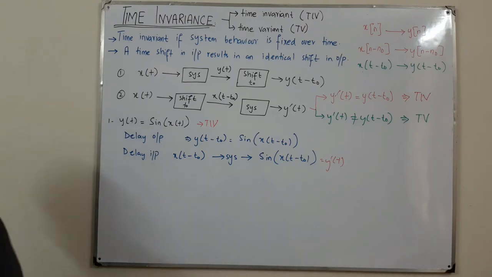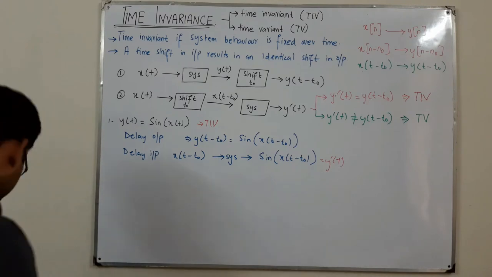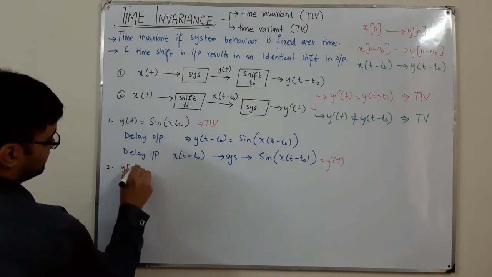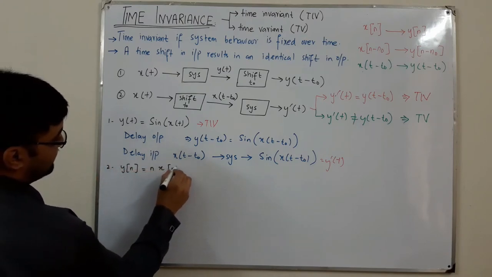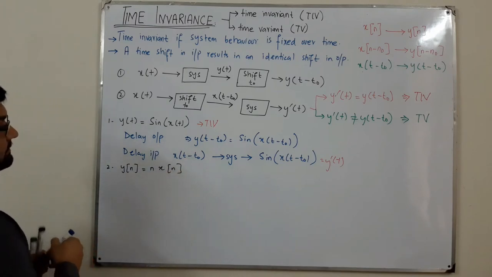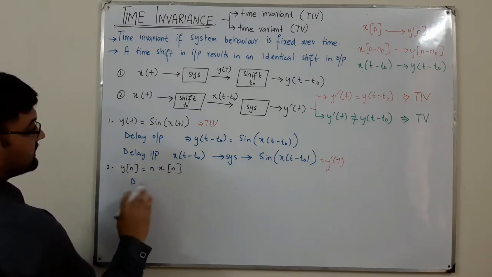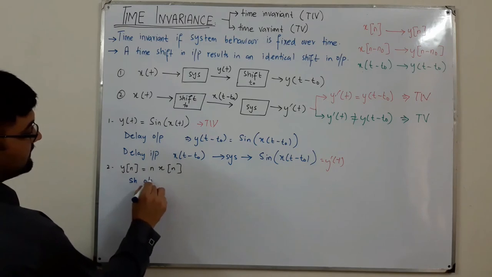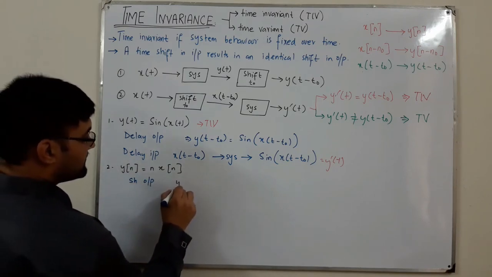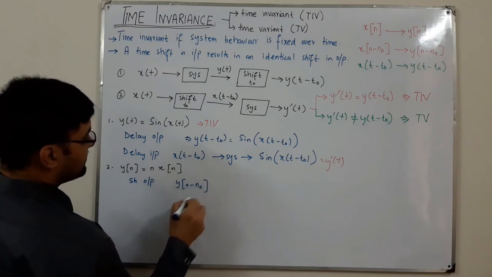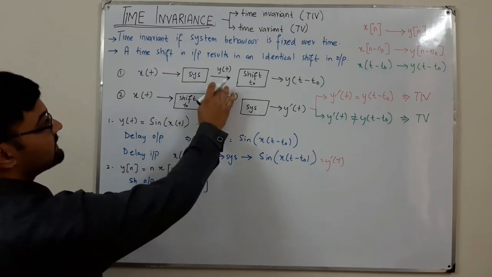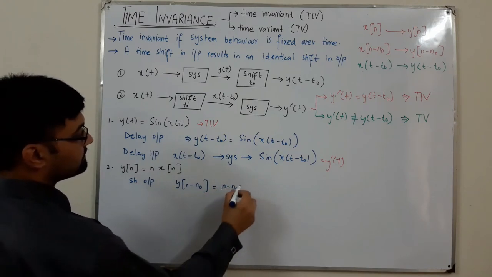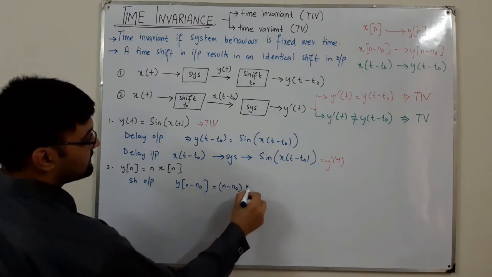Next, y of n is n times x of n. Again, first let's say I shift the output. Delay, a word I've used over here, is basically shifting, okay? So if I first shift the output, you have y of n minus n naught. You basically have it till this step, right? So y of n minus n naught would be n minus n naught multiplied with x of n minus n naught.